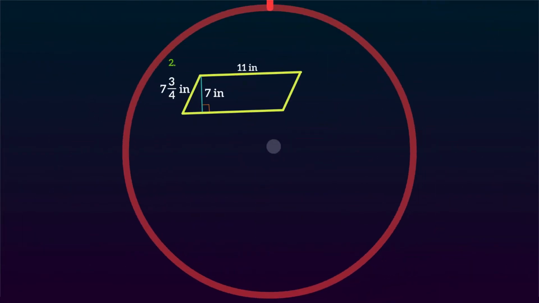Let's have another example. Let's find the area of this parallelogram. This time, there are 3 given dimensions, but the procedure is still the same. We always start by identifying the base and height. Look at the figure. Can you see the height and base? The height, H, is 7 inches.